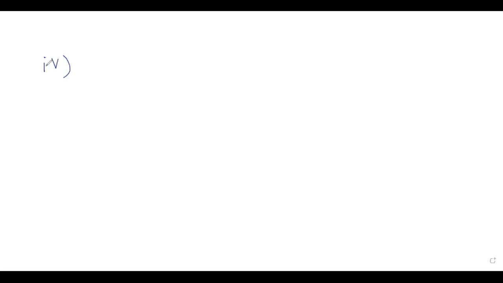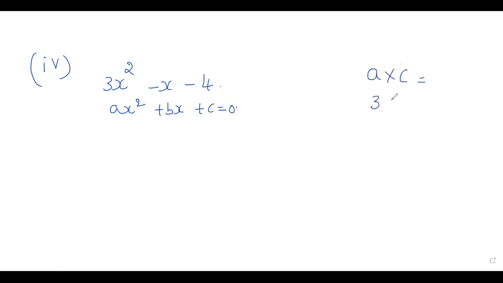One more last sum children. 3x square minus x minus 4. Okay, ax square plus bx plus c is equal to 0. What is a into c here? A is 3 and c is minus 4. So again we are getting negative number. So product should be minus 12. Okay, and what is b here? What is the coefficient of x children?